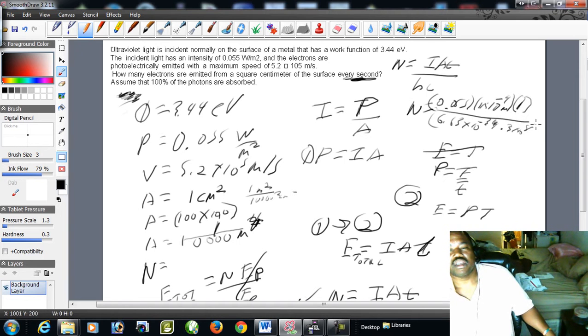Once you throw all that into the handy dandy calculator, you should come out with something close to 8.17 times 10 to the 12th. So right here I'm getting about 8.17 times 10 to the 12th electrons per second.